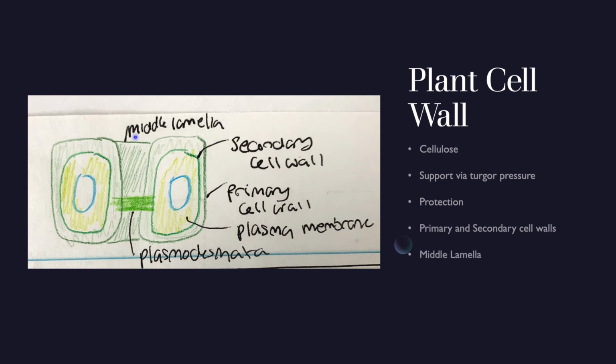The middle lamella is a sticky polysaccharide that holds plant cells together. It is composed of pectin. We will discuss the role of plasmodesmata on the next slide.